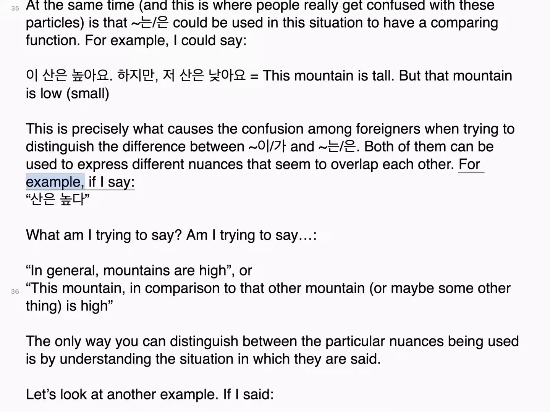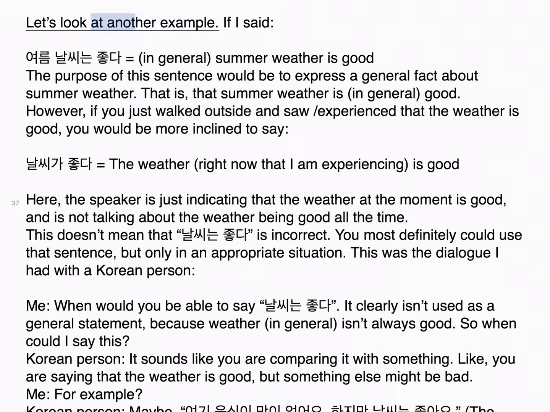For example, if I say, 산은 높다, what am I trying to say? Am I trying to say, in general, mountains are high, or this mountain, in comparison to that other mountain or maybe some other thing, is high? The only way you can distinguish between the particular nuances being used is by understanding the situation in which they are said. Let's look at another example.